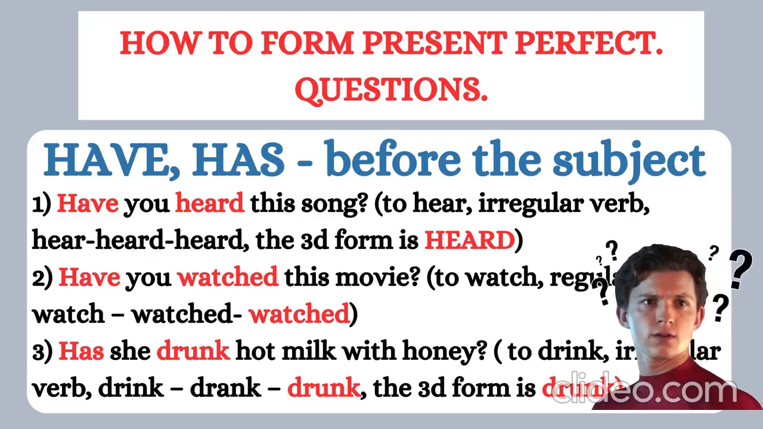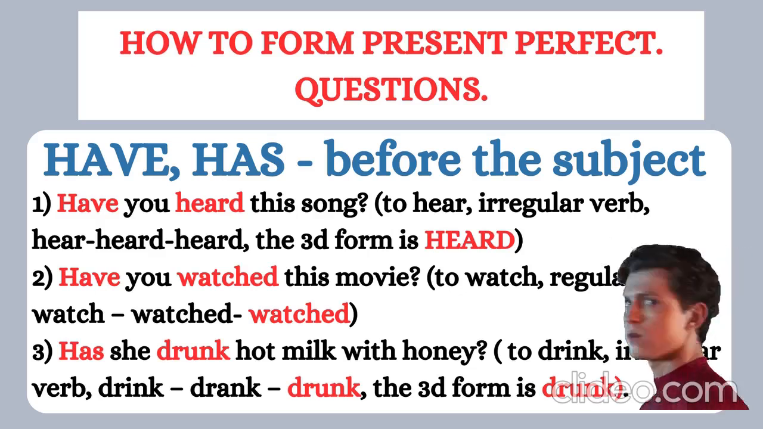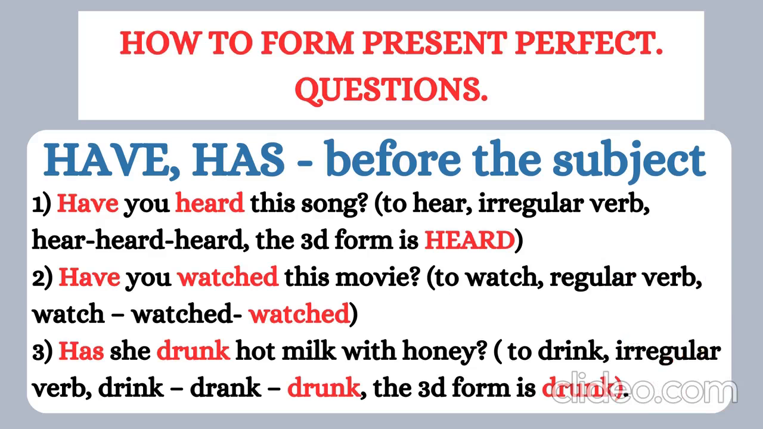There is always this formula: have/has plus the third form of the verb. However, in the questions have/has we put before the subject. For example, have you heard this song? To hear is an irregular verb. Hear, heard, heard. The third form is heard.